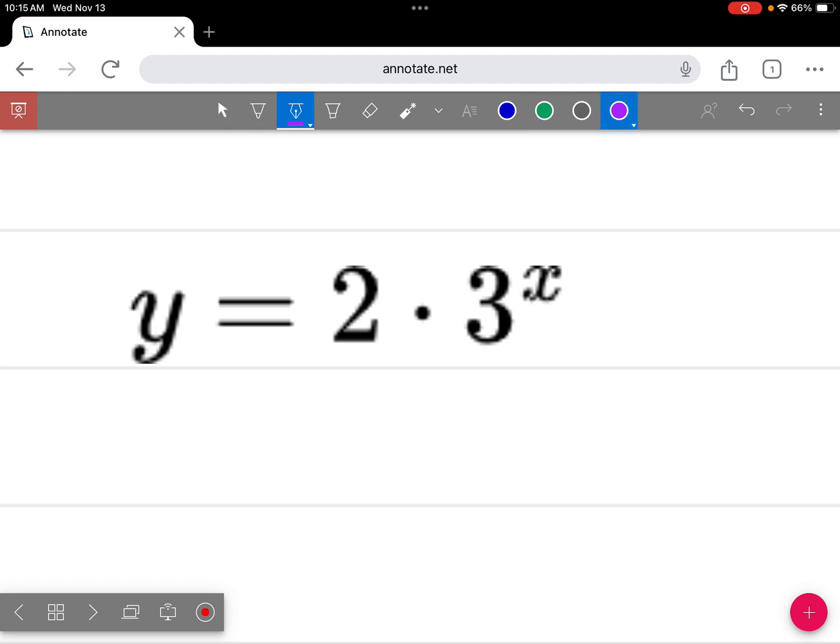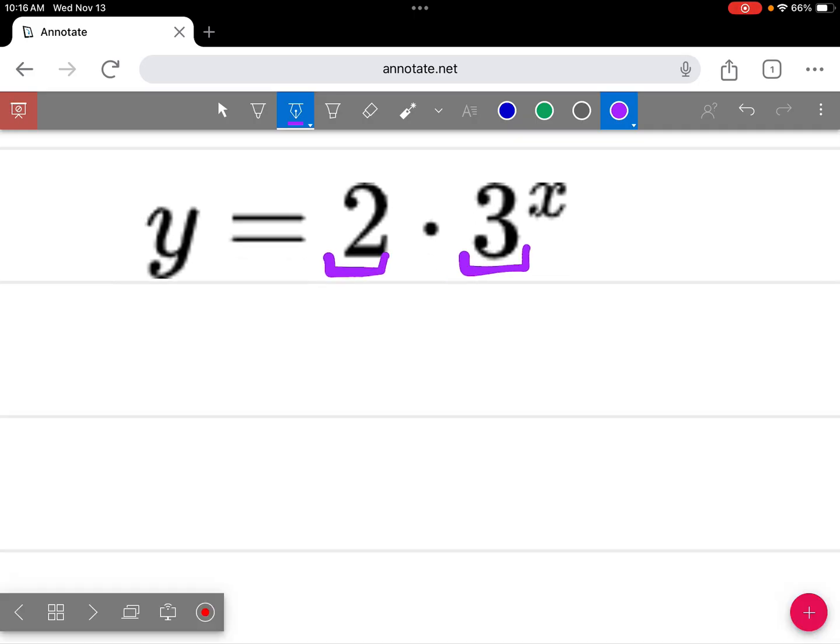On our next one, y equals 2 times 3 to the x. What do we think? Growth. I've got a positive a value and a big base. So we've got 3 as our base. So this is growth.